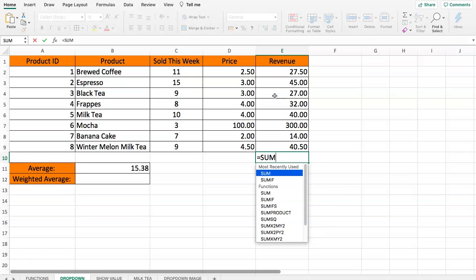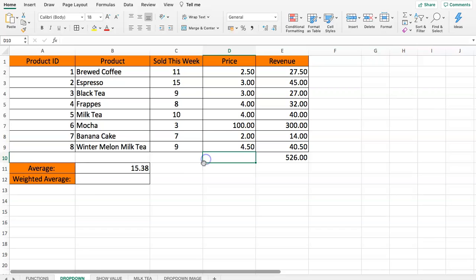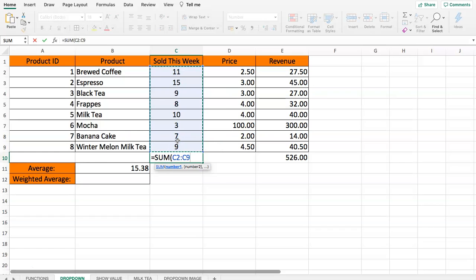We do that with the SUM function. We type in sum, open parentheses, select the values, close the parentheses, and enter. So you can see the total revenue amount is $526. So let's explore how many products have been sold, or how many drinks have been sold. So we type in here again sum, open parentheses, select all the values, close parentheses, enter. And we can see a total of 72 items has been sold.